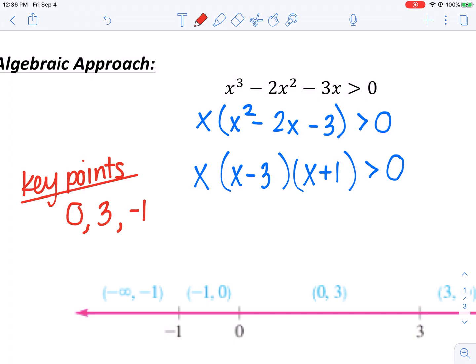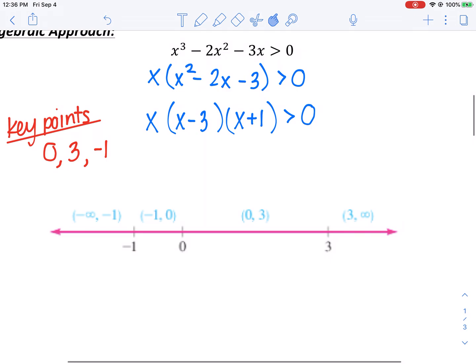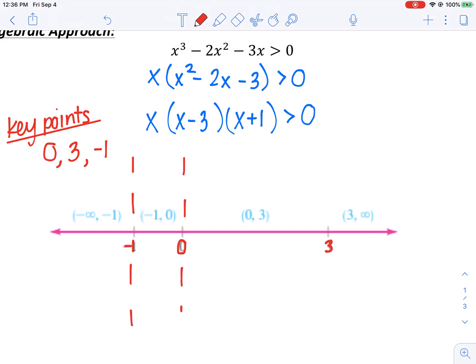Now the reason I don't call them the answers is because this is an inequality. No longer is it an equation. So these key values right here, negative 1, 0, 3, I plot on my number line, and I'm going to make little dashed lines through them. Because these are not the solutions, these are actually the key numbers, the key points that divide up my number line.